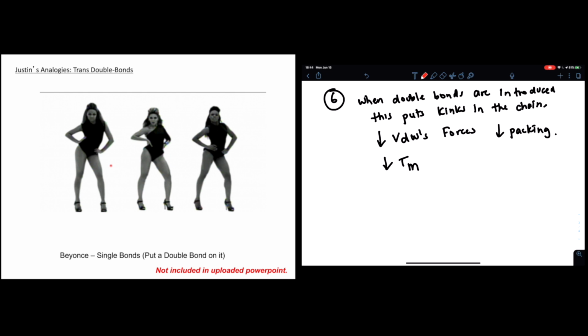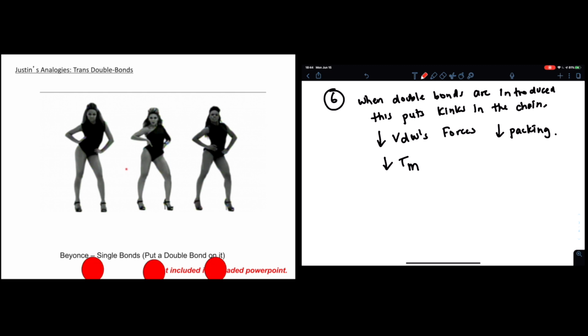And so my reference here is to Beyonce's music video called Single Ladies, and a lot of you have probably heard of this song before, seen this music video. It's very famous back in the early 2000s. In this music video, Beyonce has two backup dancers, and when you look at the structure of their legs as being hydrocarbons, it looks a lot like an unsaturated fatty acid chain.